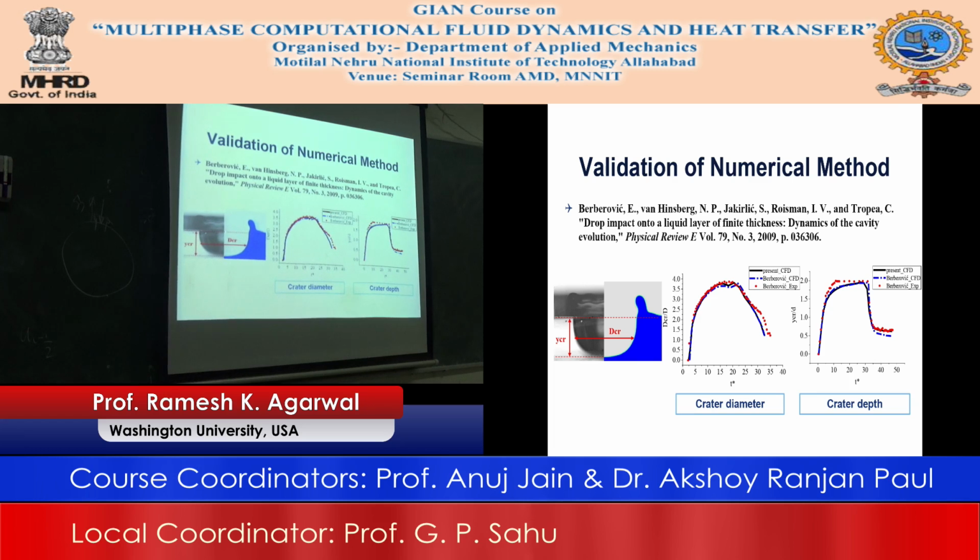The data we have available from the shadow graph is the depth of the crater and the width of the crater. Look at the crater diameter: this is the present CFD, this is the CFD by these guys, and also their experiment, and how it changes with time. This is the depth, and this is the crater diameter. As you can see, it shows that 1.1 million grid points are enough.